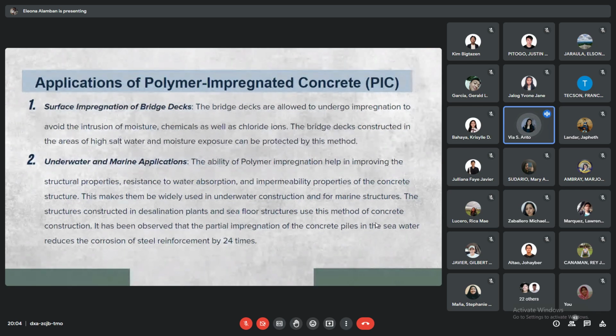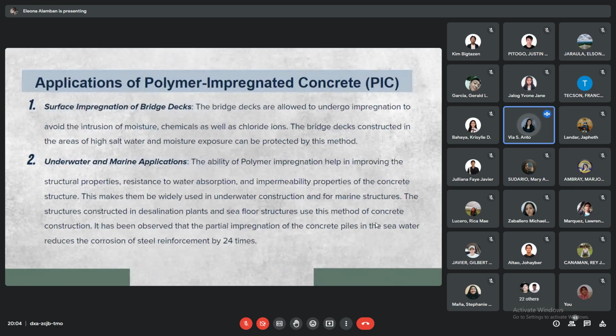Next. So, what are the applications of PIC? We can use PIC on surface impregnation of bridge decks, in which the bridge decks are allowed to undergo impregnation to avoid the intrusion of moisture, chemicals, as well as chloride ions. The bridge decks constructed in areas of high salt water and moisture exposure can be protected by this method.